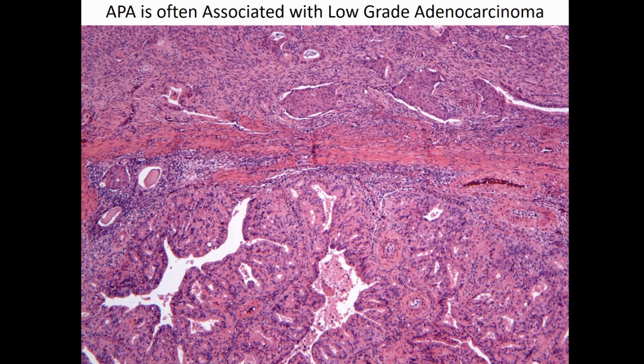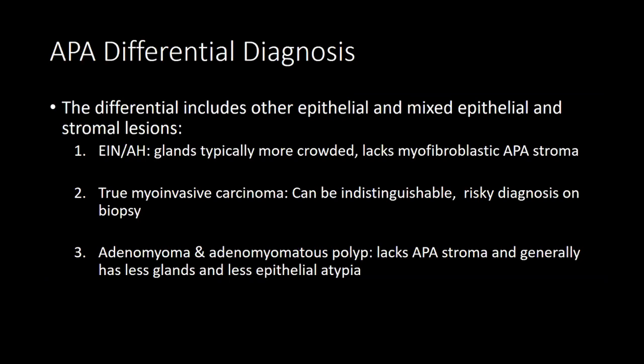So the differential diagnosis for these APAs includes other things that are epithelial and stromal. EIN, atypical hyperplasia, is going to lack that smooth muscle stroma. And that smooth muscle stroma is important because that's what actually gets you to think about invasive carcinoma. So again, it's going to lack that stroma. Typically, the glands are going to be more crowded, although that's not always true.